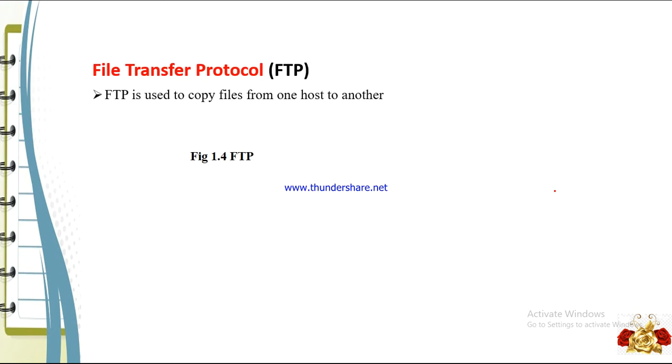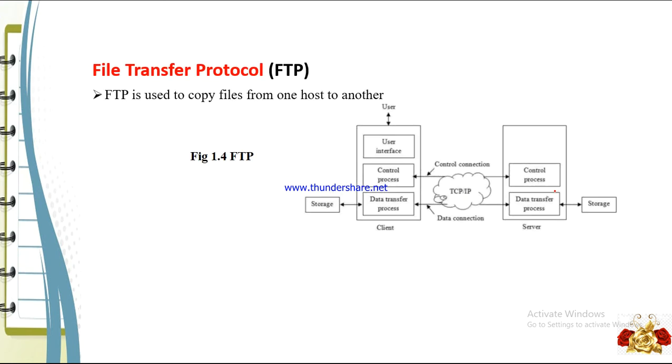Next, that is FTP, the File Transfer Protocol. The File Transfer Protocol is used to copy a file from one host to another host. See the diagrammatic representation. The client sends the request to the server through the internet. The server then searches based on the client request, finds the result, and sends it to the client. This is what we normally use the file transfer protocol for.